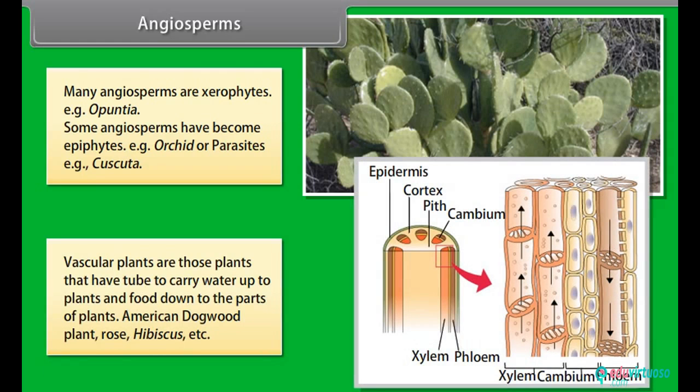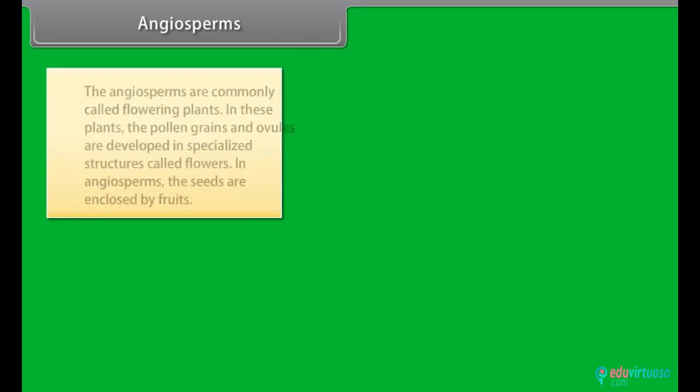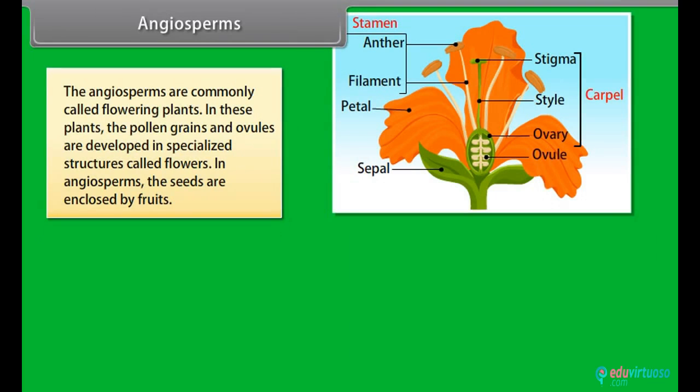Vascular plants are those plants that have tubes to carry water up to the plants and food down to the parts of plants. Examples: American dogwood plant, rose, hibiscus, etc. The angiosperms are commonly called flowering plants. In these plants, the pollen grains and ovules are developed in specialized structures called flowers. In angiosperms, the seeds are enclosed by fruits.